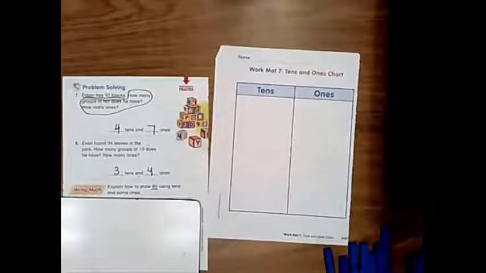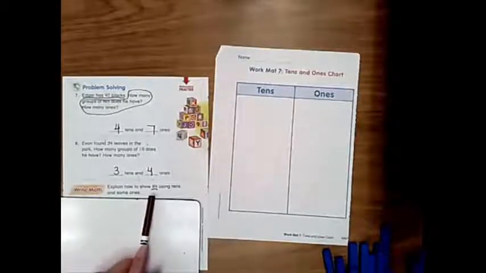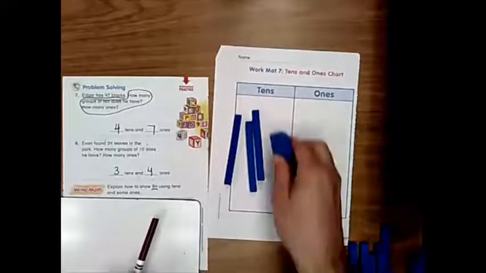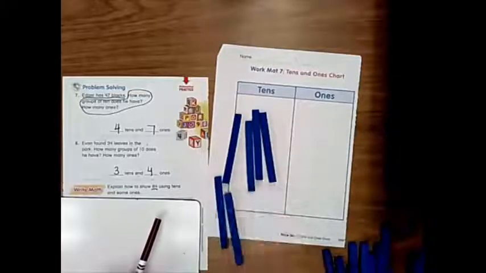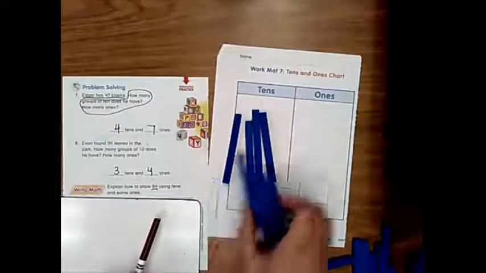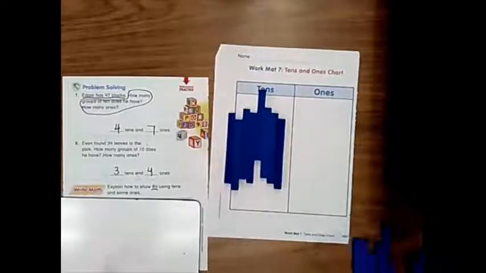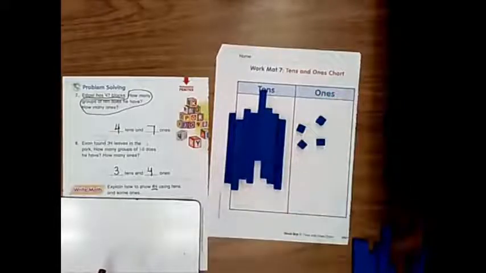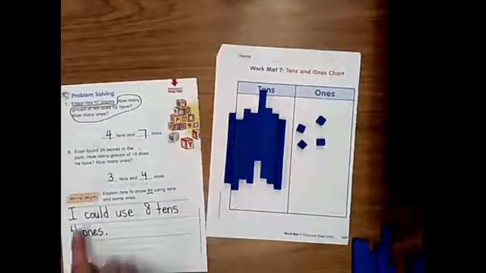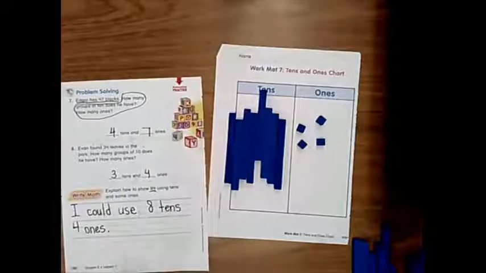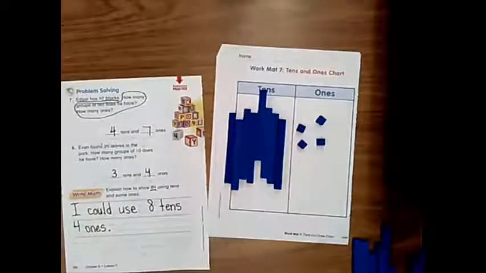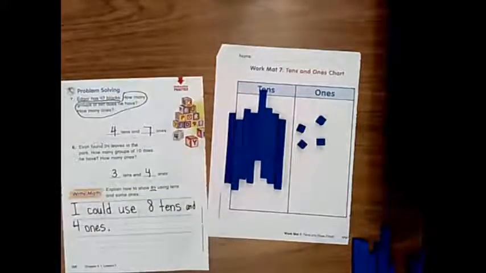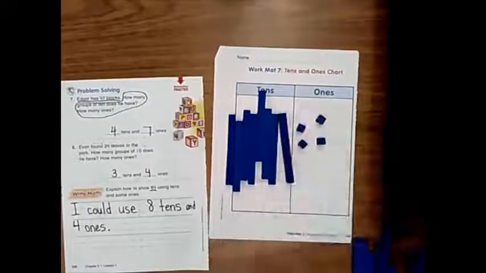Okay, so the last part says, explain how to show 84 using tens and some ones. Well, how can we show 84 using tens and ones? Well, I could put 8 tens, 1, 2, 3, 4, 5, 6, 7, 8. These are 8 tens. And I could put 4 ones, and that shows 84. So I could use 8 tens, 4 ones, right? 8 tens, I'm going to write the word and, 4 ones to make 84.